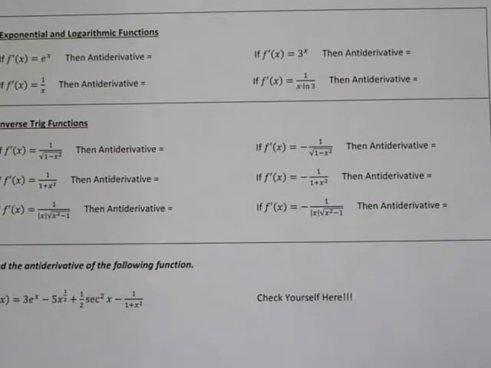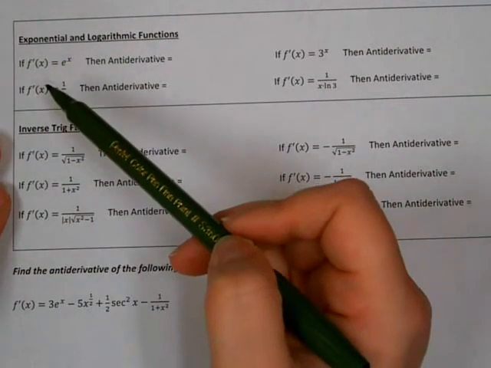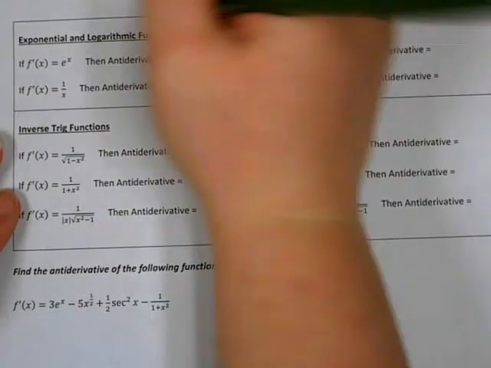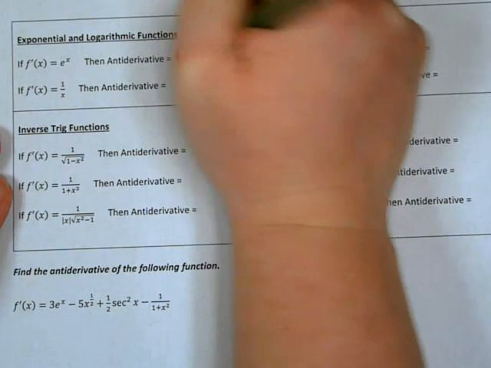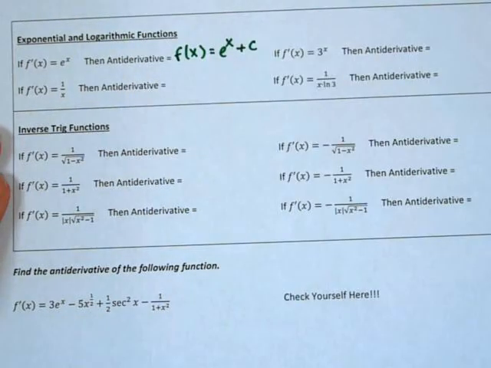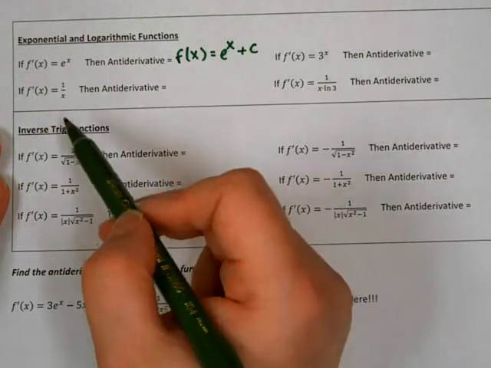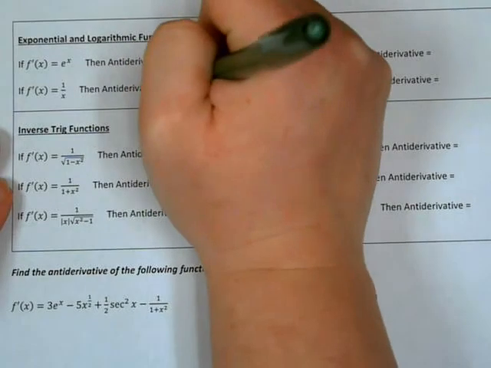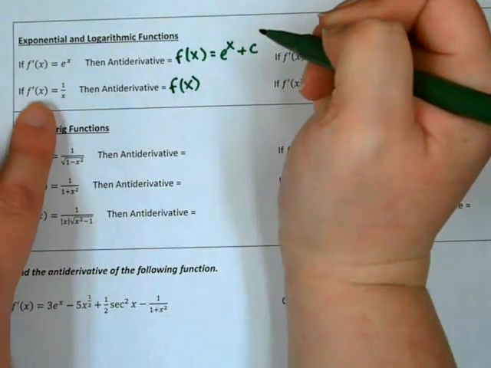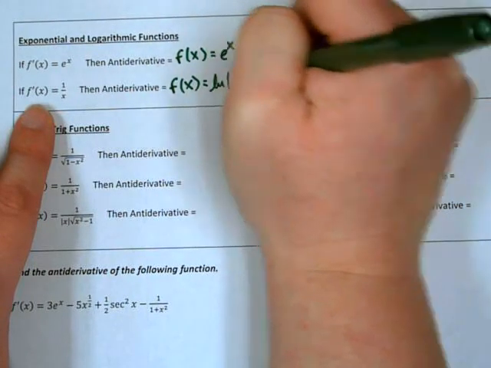Now let's look at exponential and logarithmic functions. So if f prime of x is e to the x, then the antiderivative is f of x equals e to the x plus c. That one's always kind of our favorite because it's the same going forwards and backwards. This one we talked about already, but it's so important that we are going to write it again. If the first derivative is 1 over x, then we know the antiderivative is the natural log of the absolute value of x plus c.